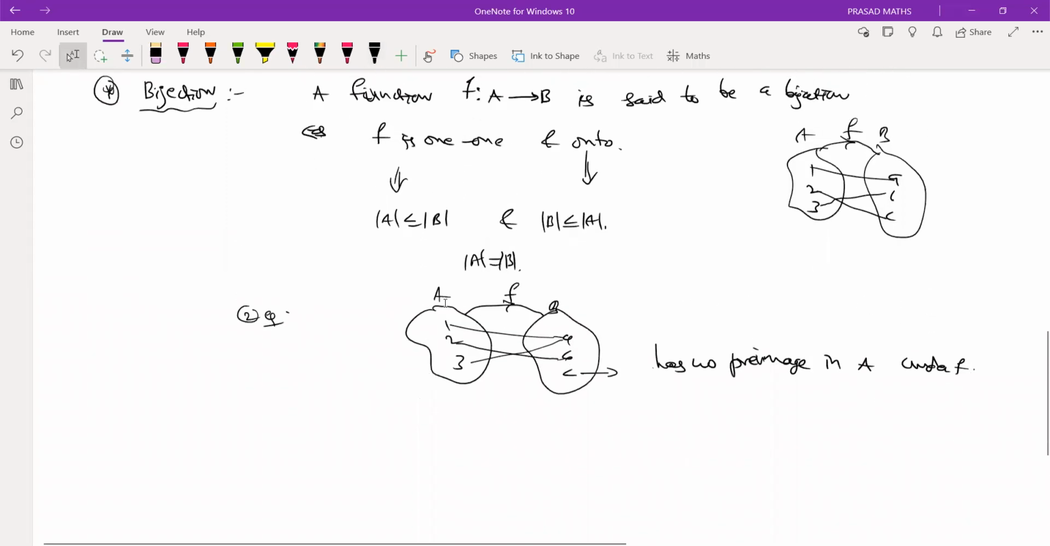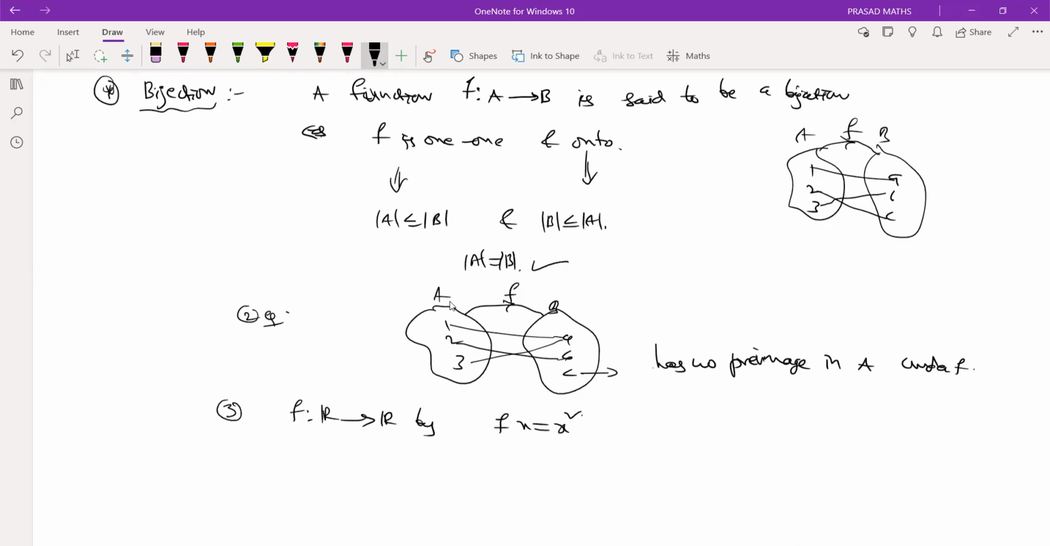So what you observe generally, in order to define a bijection function: first, the cardinality of A must be equal to the cardinality of B. But the converse may not be true. If the cardinality of A equals the cardinality of B, that need not imply that F is a bijection. If F is a bijection, the cardinality of A equals the cardinality of B. Obviously, this is true. But that doesn't mean that F need not be a bijection function.